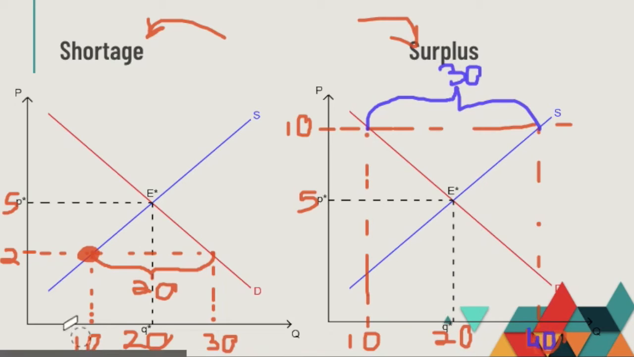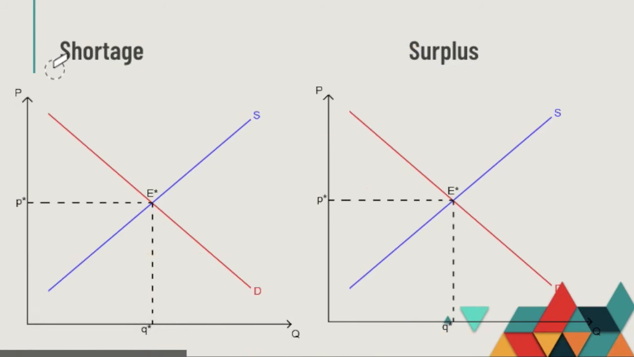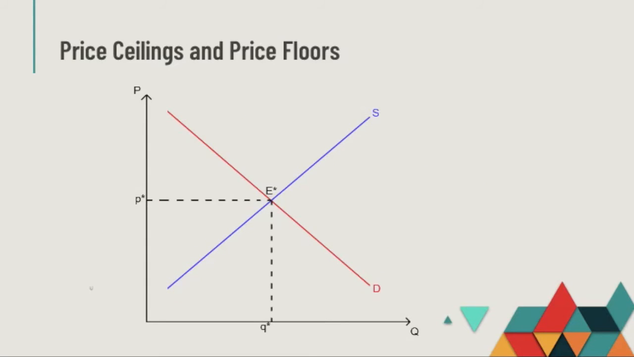So just to review, a shortage is going to be when demand exceeds supply, and a surplus is going to be when supply exceeds demand. A surplus is going to be above equilibrium, and a shortage is going to be below equilibrium. The last thing we're going to go over before we get into the questions is price ceilings and price floors.